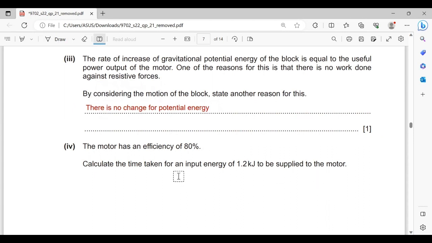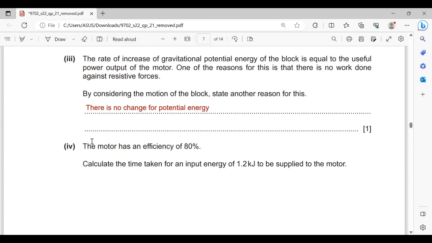Okay, next. The motor has an efficiency of 80%. Calculate the time taken for an input energy of 1.2 kilojoule to be supplied to the motor.